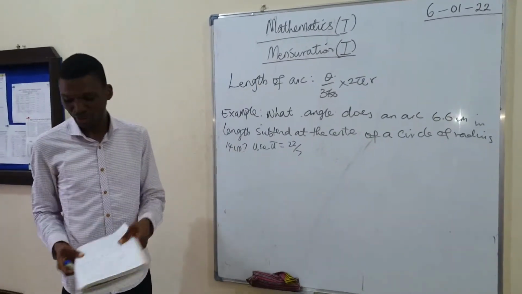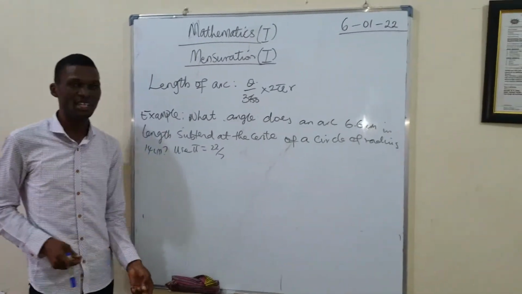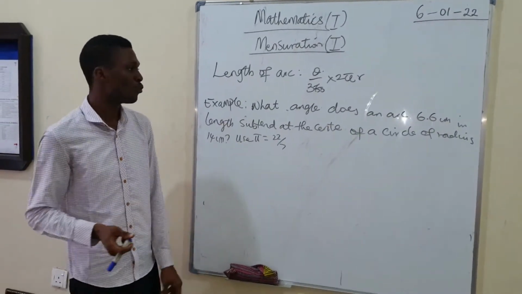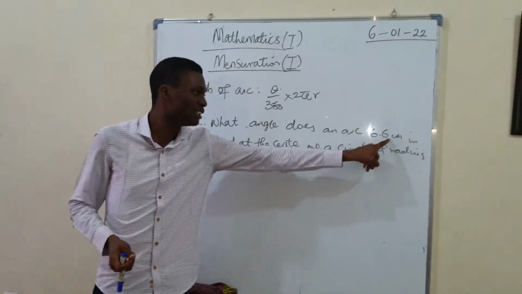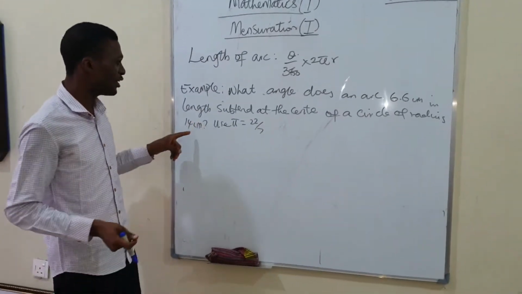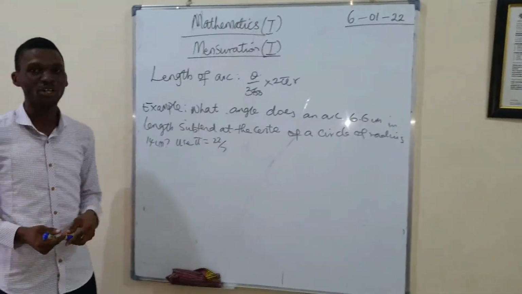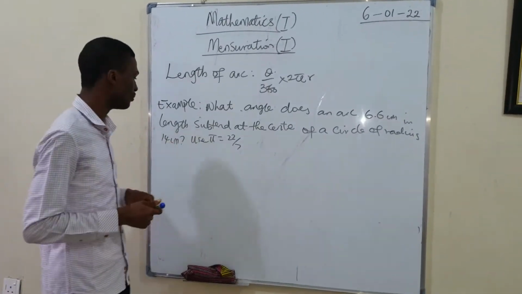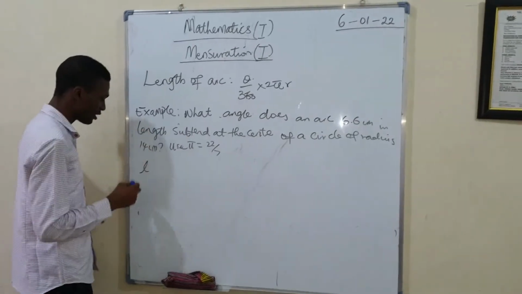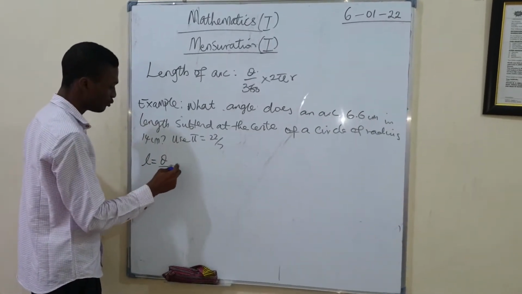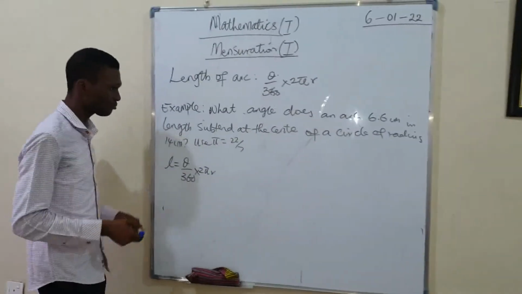In the first example we saw, we have to find the length of the arc given an angle. At this point, we are not given the angle. We are only given the length of the arc, which is 6.6 cm, the radius of 14 cm, pi as 22 over 7, but the angle is not given. How do we find the angle? We still maintain our formula, length of an arc as theta over 360 times 2 pi r.